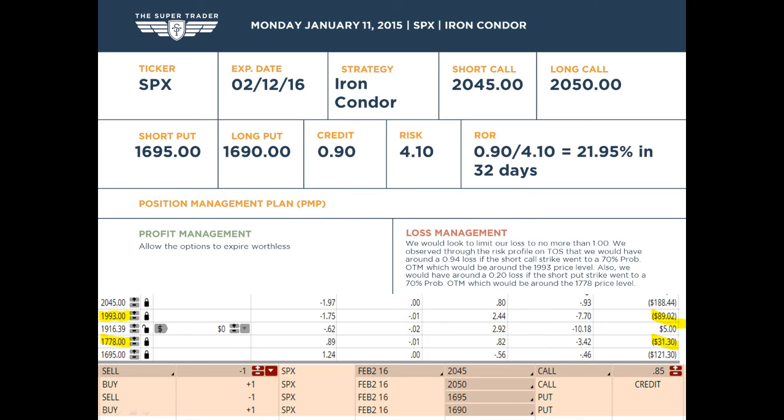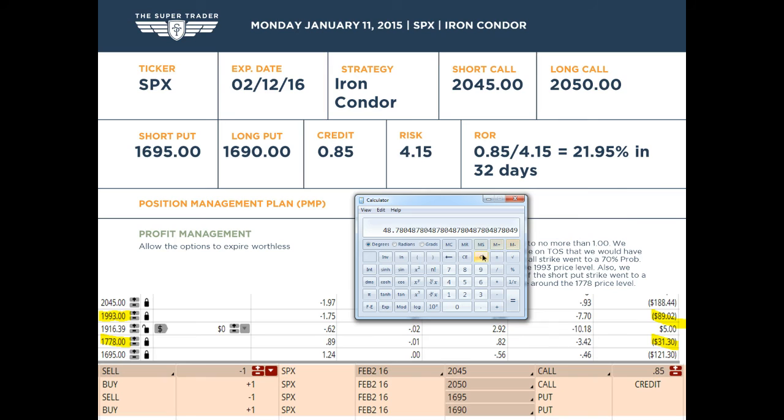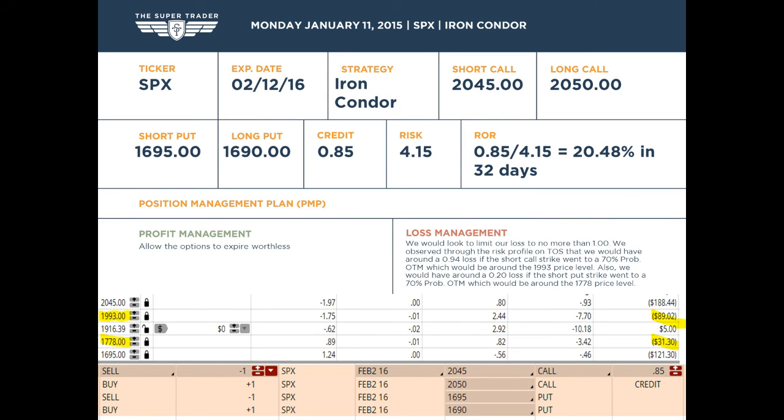Actually, one thing I failed to change here was we're going to do this at 85 cents. I don't think that it will change the number of contracts we've got here by very much. Maybe one or two, but I do want to make sure that we get that change in here. So that's a 20.48% return on risk in 32 days instead of the 21. So if I've got 20 grand of risk capital divided by $4.15 of risk per contract, yep, same thing, 48 contracts. I can take on 48 contracts here for that particular position.